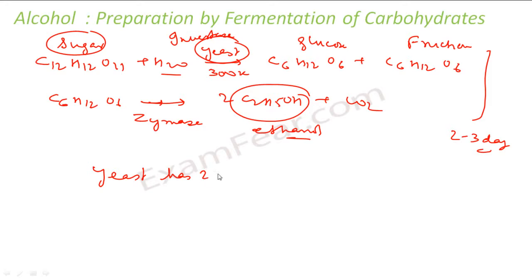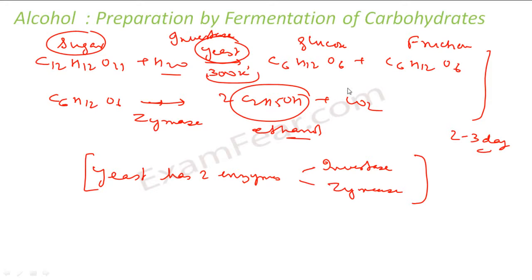So yeast has two enzymes. One is invertase, the other is zymase. Correct. So this is the whole process. You have the yeast, two different enzymes. You keep the temperature in the optimum range, and then it takes 2 to 3 days. And this invertase converts the sugar into glucose and fructose. The same glucose and fructose is used by zymase to convert into ethanol, and carbon dioxide is liberated. This is the typical reaction.